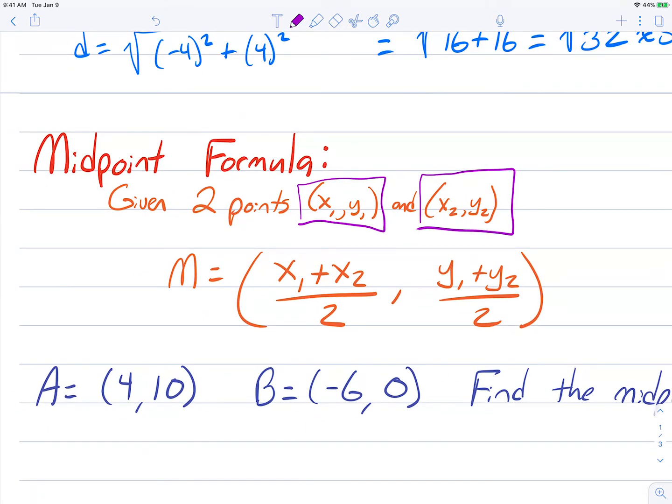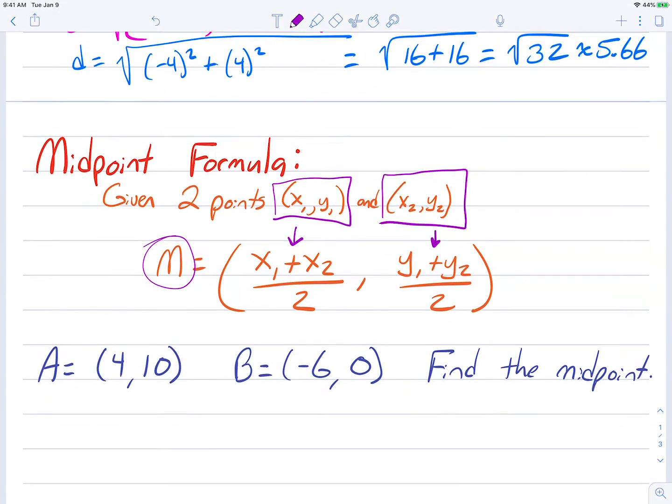What you do is like you're averaging them, because finding the average is finding the number in between. So you average the x values by adding the x's together and dividing by 2. And then you average the y values. So you add the y's together and divide by 2. The x average is the x coordinate of the midpoint. M stands for midpoint. And the average of the y coordinates is the y coordinate of the midpoint.